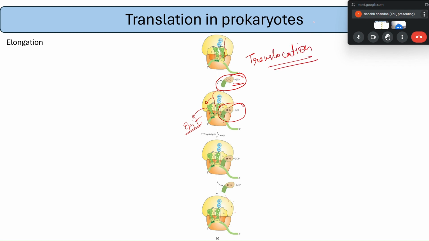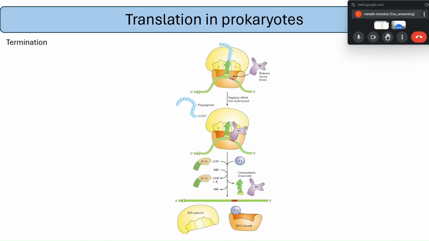So this is how the translocation happens on the mRNA for the protein synthesis. So this happens till the amino acid chain or the ribosome reaches the stop codon.